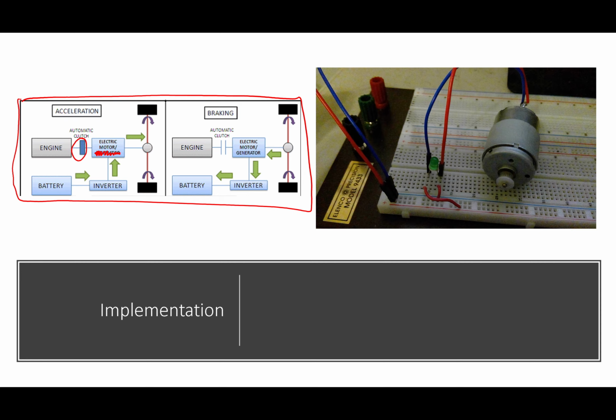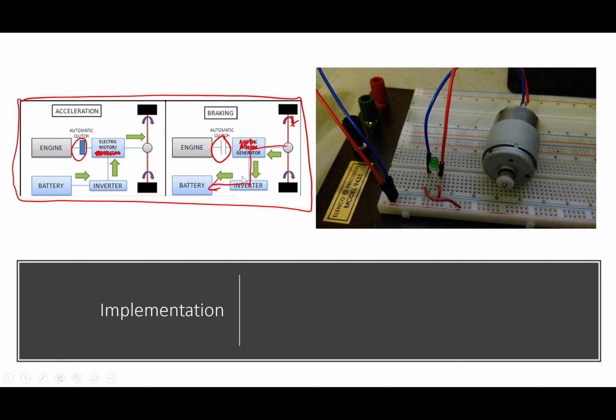if we are braking, or if we're not pressing on the accelerator, the automatic clutch will disengage, and that will tell the motor that it's no longer a motor, it's a generator. And this generator is spinning because the wheels are spinning, which means that energy will be funneled through the inverter and used to charge the battery.